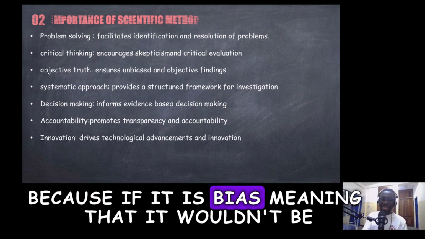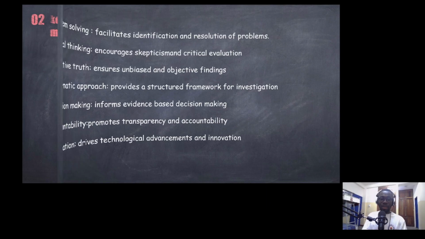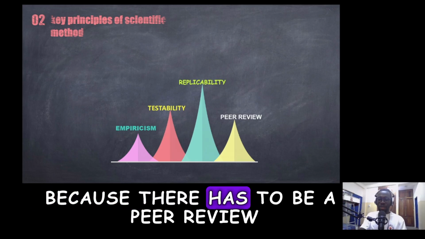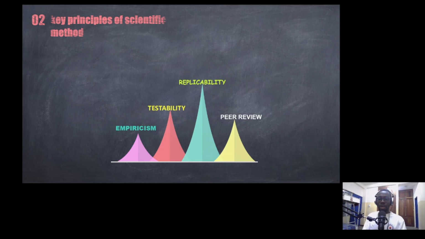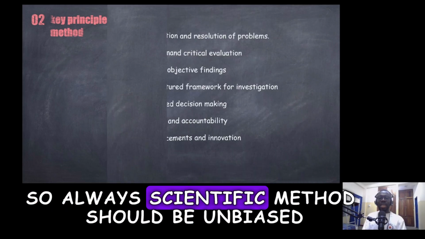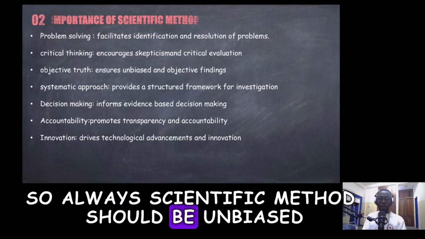Because if it is biased, meaning that it wouldn't be validated, and always there will be critique because there has to be a peer review. And under the peer review, we should criticize and then validate your method. So always the scientific method should be unbiased.